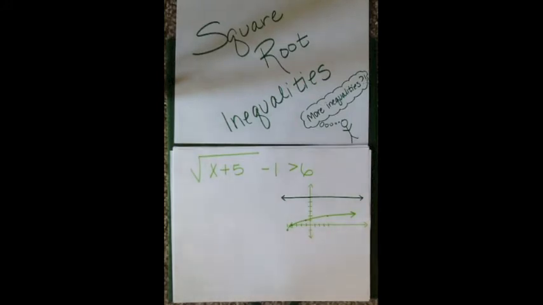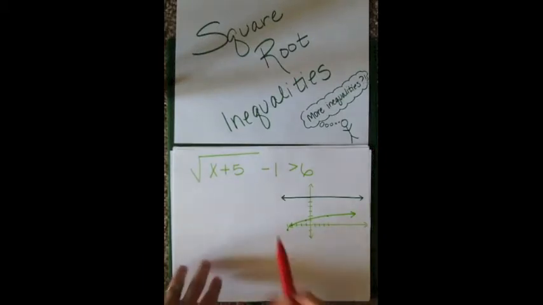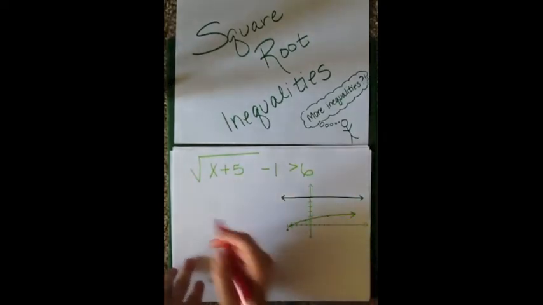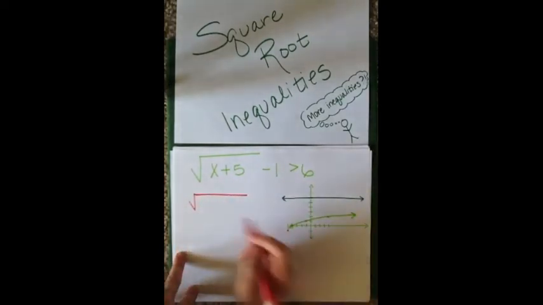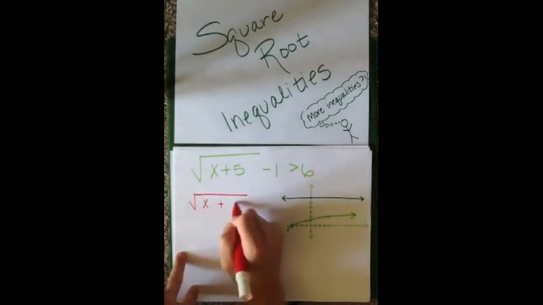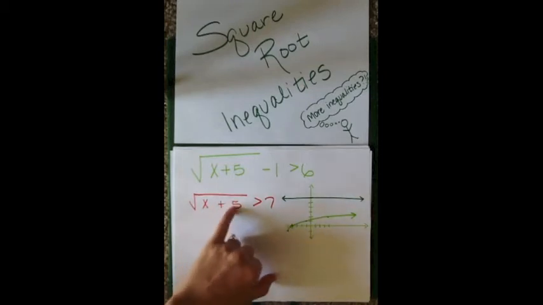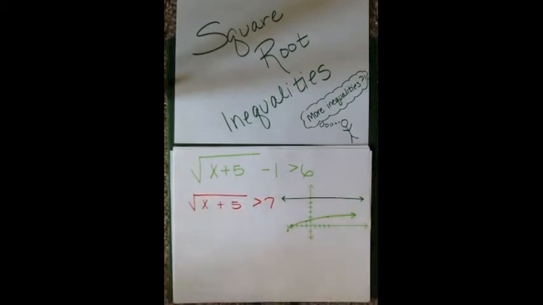Now, as you might guess, you treat this slightly like absolute values in that you have to isolate the parent function. So we need to isolate this square root right here. I'm going to take the 1 to the other side. So I have square root of x plus 5 is greater than 7. Now that the square root is by itself, how do I get rid of it? Because I can't get underneath the square root until the square root is gone. So to get rid of a square root, you square both sides. You're doing the opposite.